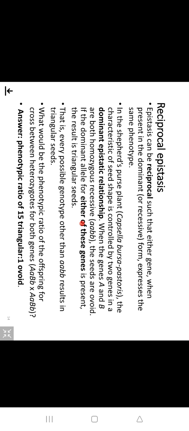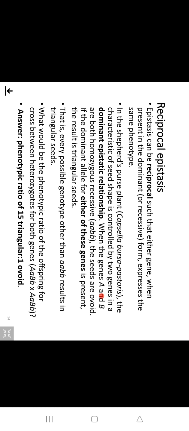If either gene A is present or gene B is present, you find that the seeds will actually be triangular. But when both of them are lacking, now you are going to get what? Ovoid. So when they are not there, you get ovoid seeds. But when either one of them is there, the seeds will actually be triangular. So this is an example of reciprocal.